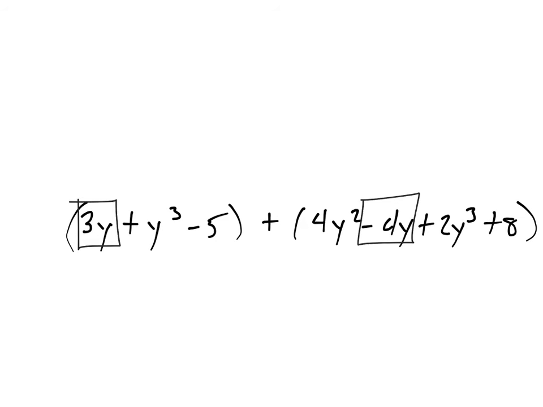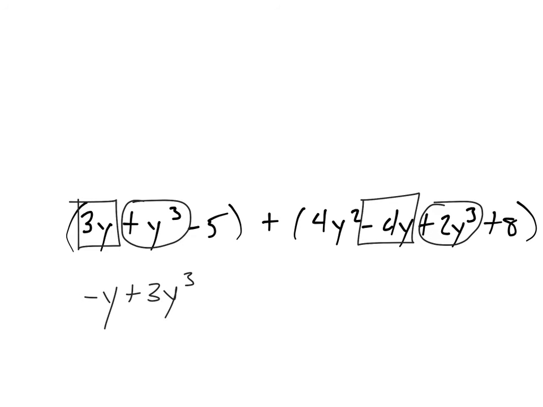Negative 1y, or just negative y. Then y cubed, does it have a like term? Yes, it does. What is it? The 2y cubed. So I've got y cubed here, I've got 2y cubed here. When I add those together, I get? 3y. Correct. 3y to the third power.